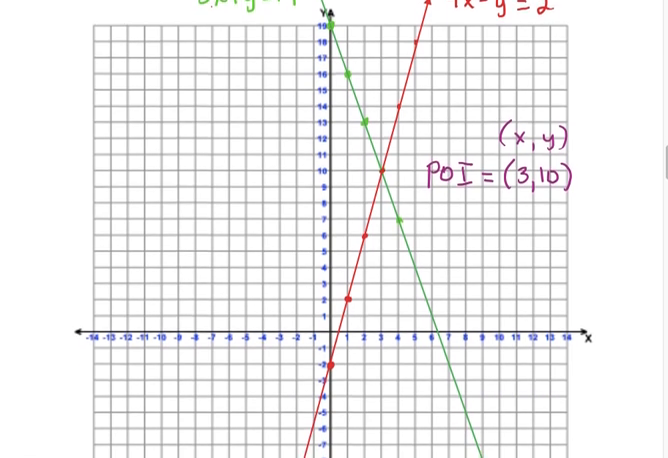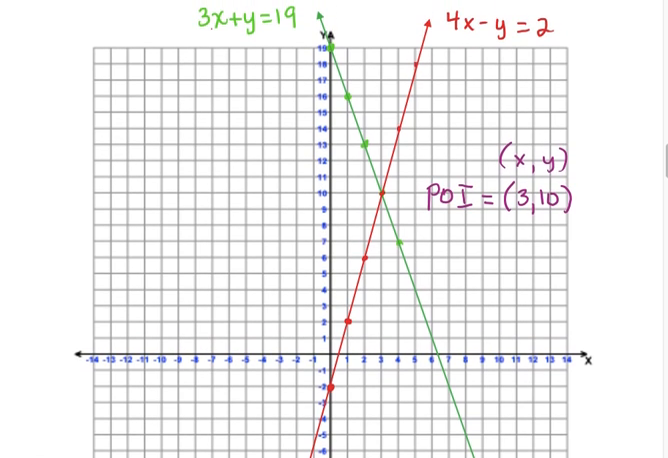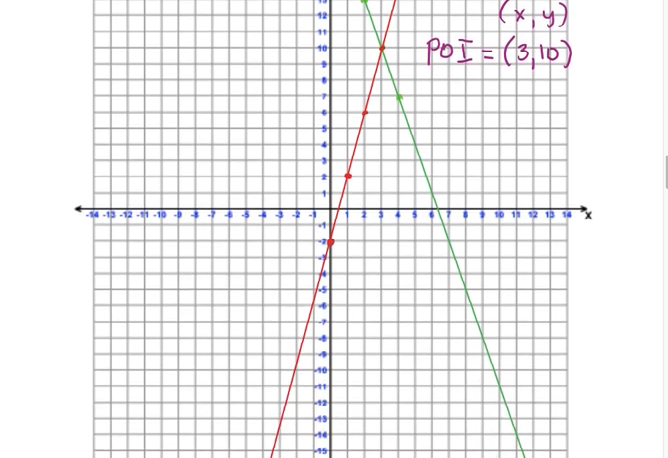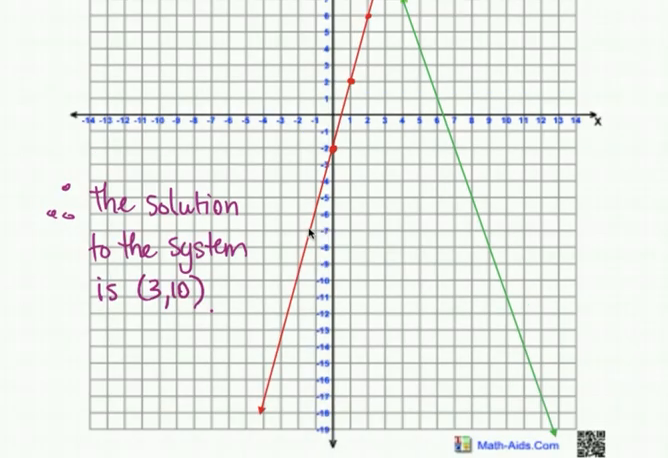All right, and again, if you wanted to go through and check that in both linear equations here, it will work. The left side will equal the right side, and then you can say, all right, therefore the solution to the system is 3, 10. Okay, so that's solving linear systems by using the graphing method.